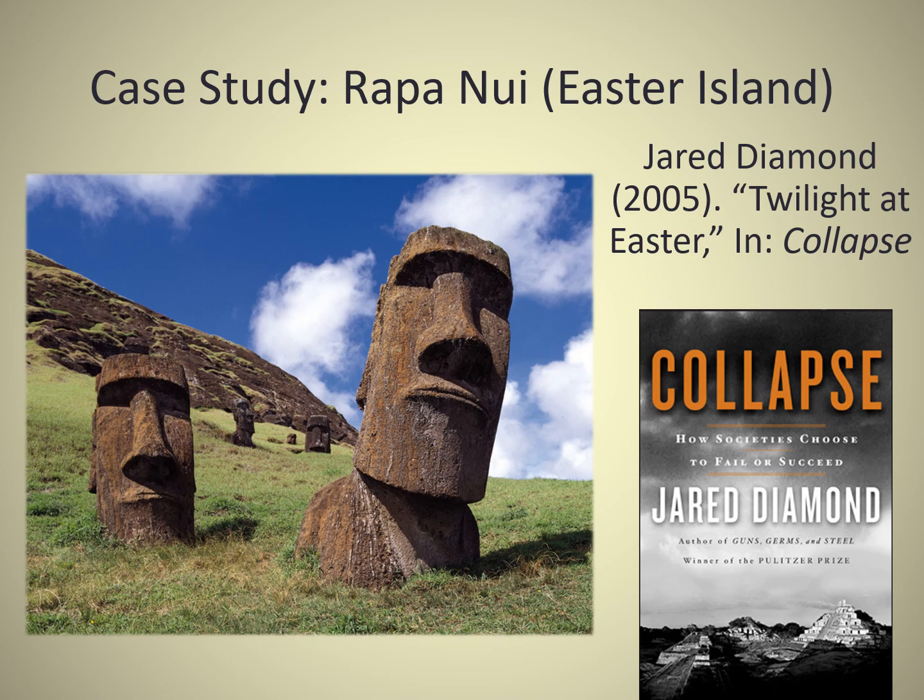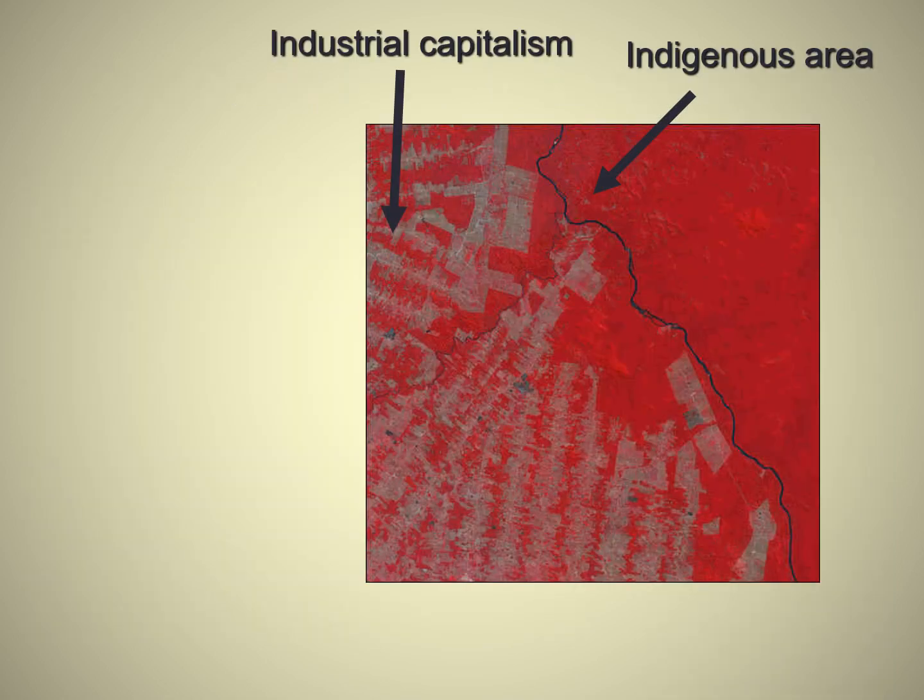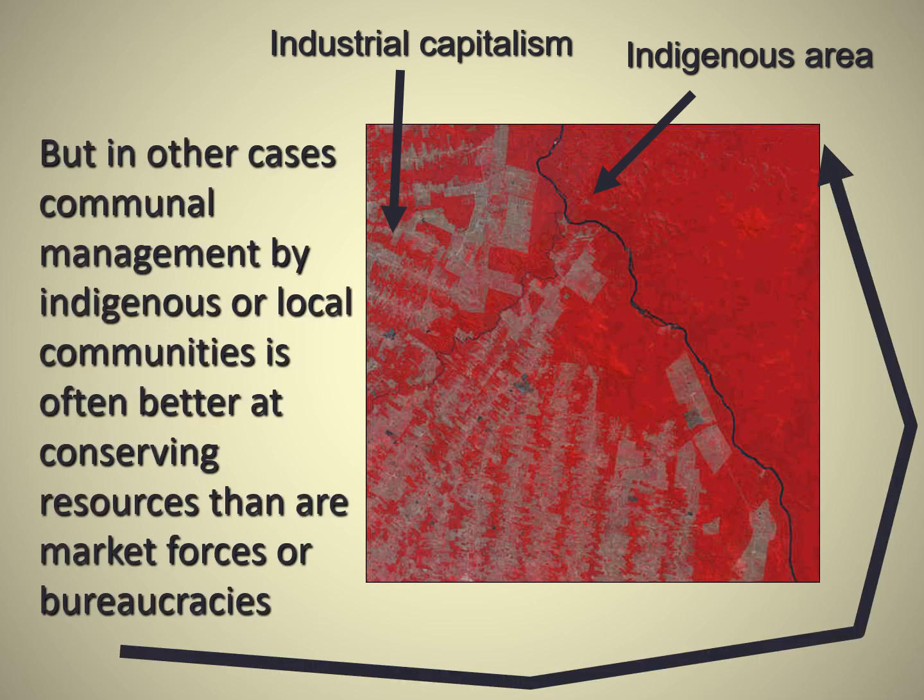And so it's kind of a case study in which you can see indigenous people are not necessarily good stewards of their environment. There are cases in which they have undermined and destroyed the environments on which their societies depend. But in other cases, communal management by indigenous or local communities has often been better at conserving resources than market forces or bureaucracies.